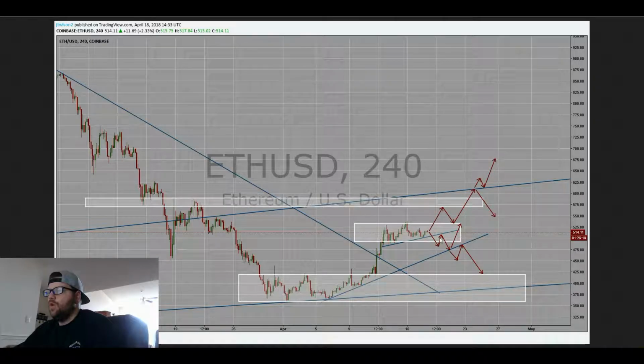Or if it breaks down below, we'll be looking for a break of this trend line and a breakout of this zone, possibly retesting both that trend line and this zone before continuing down and testing or breaking this trend line that I have drawn down here. If it does break that, we'd be looking for a retest of this original consolidation zone that I had drawn last week, or a retest of this trend line down here.